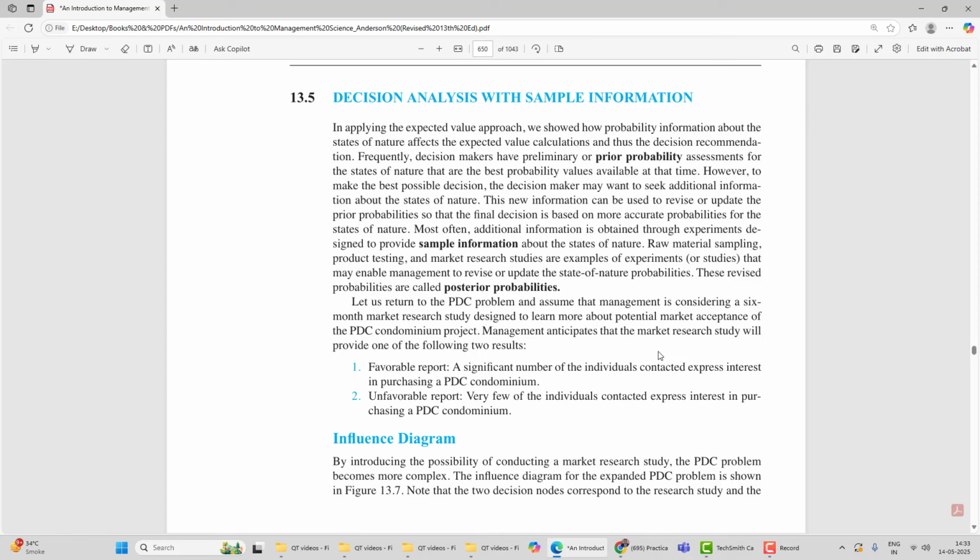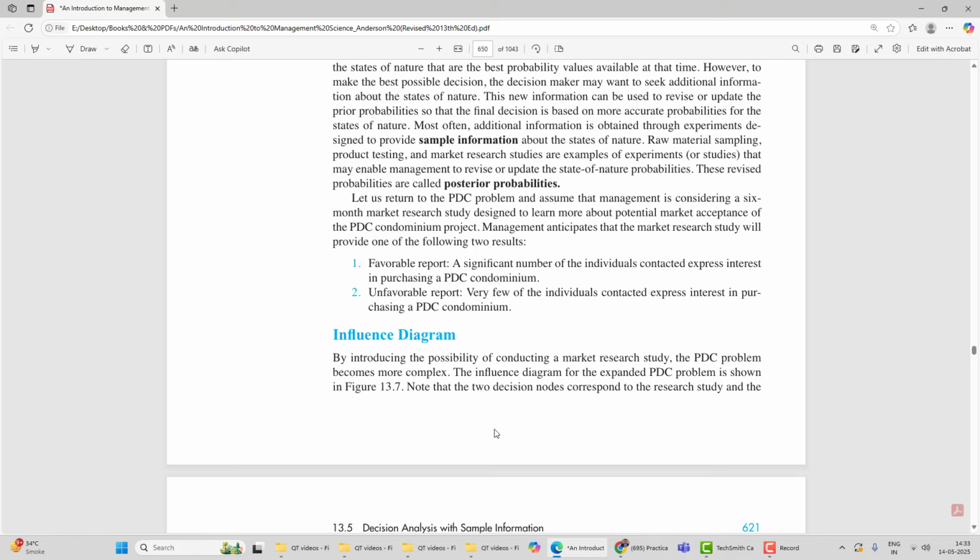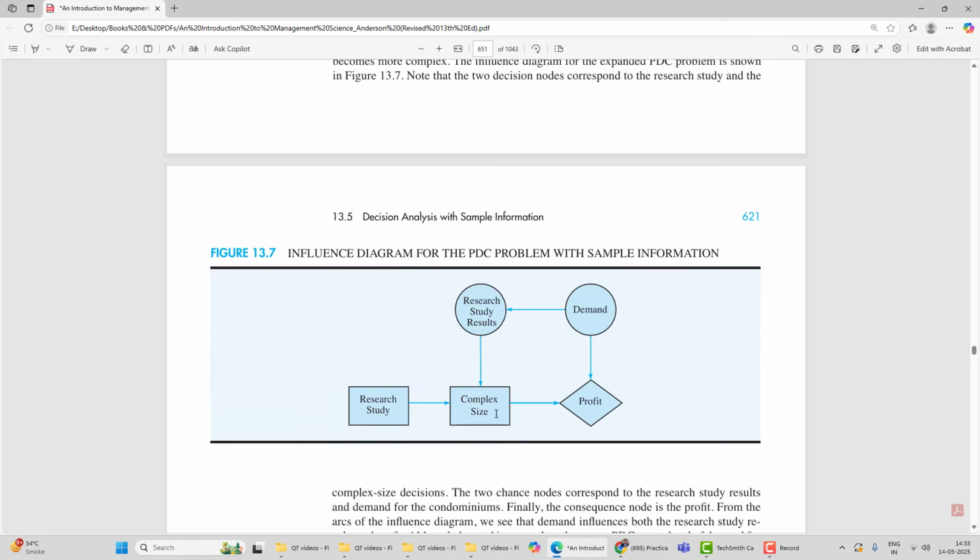Management anticipates that the market research study will provide one of the following two results. Market research may end up giving us a favorable report, that means a significant number of individuals contacted express interest in purchasing the PDC condominium. An unfavorable report means not a favorable response from the individuals contacted, right? So now we are going to redo the influence diagram. Our previous influence diagram will now get modified.